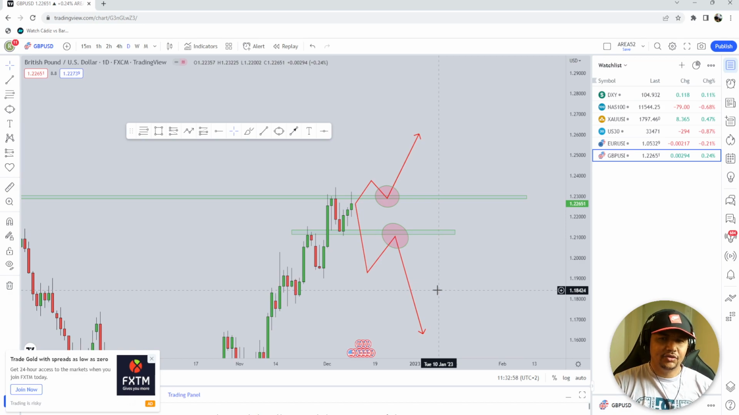Guys, that is my outlook for this week. And like I said before, be very careful in the markets this week. The whole week is filled with some very, very, very expensive data for the dollar index.